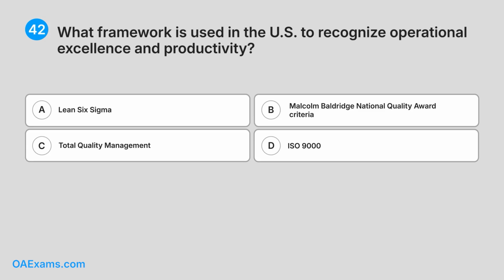42. What framework is used in the US to recognize operational excellence and productivity? A. Lean Six Sigma. B. Baldrige National Quality Award Criteria. C. Total Quality Management. D. ISO 9000. Do you know the answer?